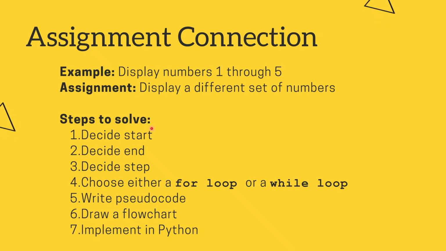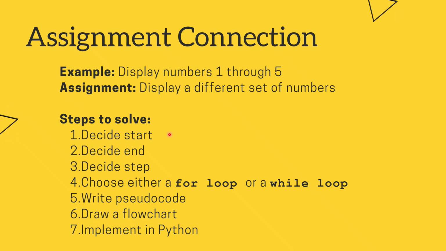In our examples, we've been displaying numbers 1 through 5, but this week, your assignment problem asks you to display only certain numbers within a range. So here's the process to approach it. I don't want to really give you the answer for this one, but it's going to be very similar to what we've been talking about in this particular lecture.